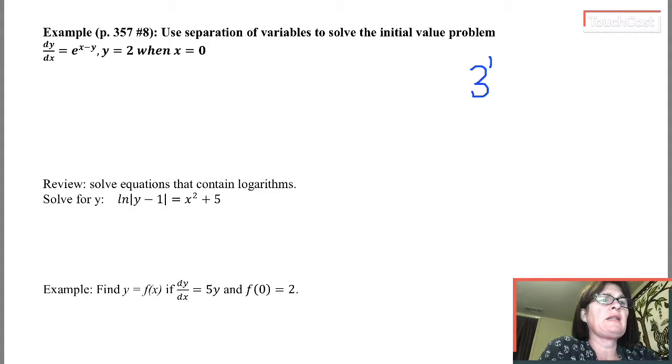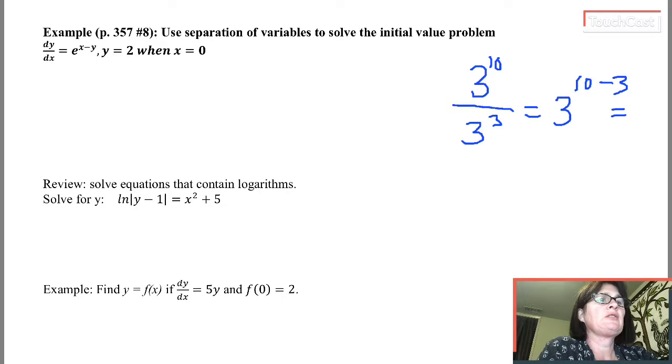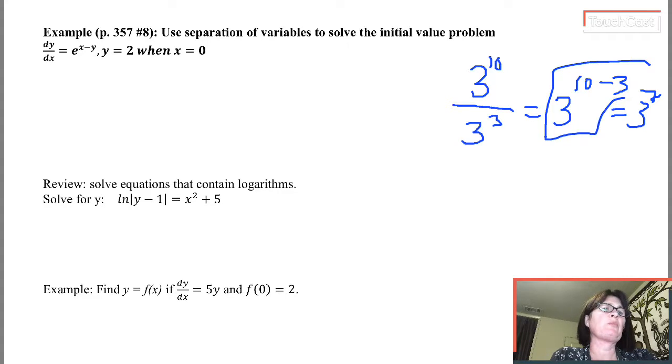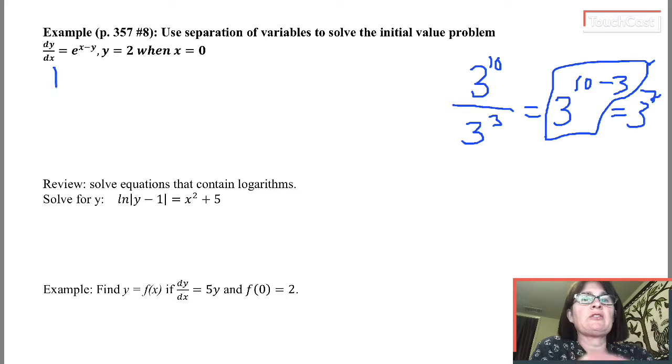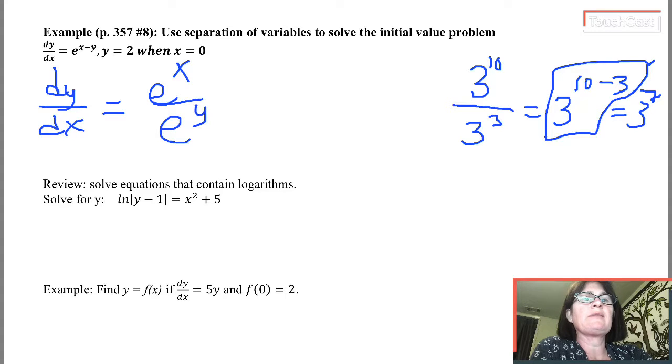If I had 3 to the 10th, and I was going to divide by 3 to the 3rd, that's 3 to the 10 minus 3, which is 3 to the 7th. So once you see that example, you can think about this base with an exponent that's a difference. We're going to rewrite it as a division. So this could be my first step here: write dy/dx equals e to the x over e to the y. So I'm going to go to the whiteboard to do this problem so you can see the flow.